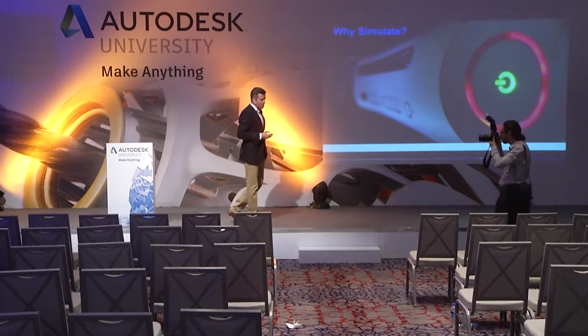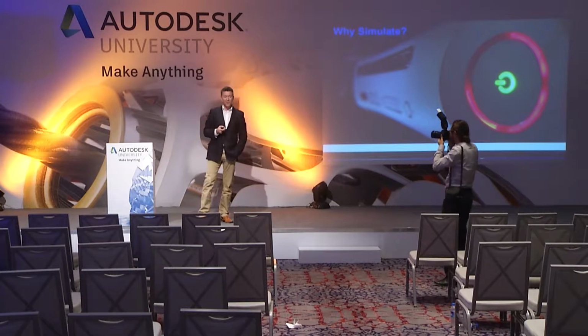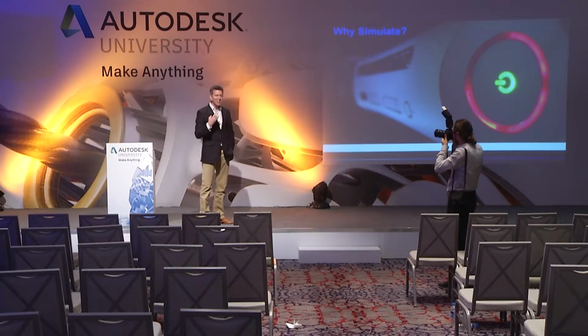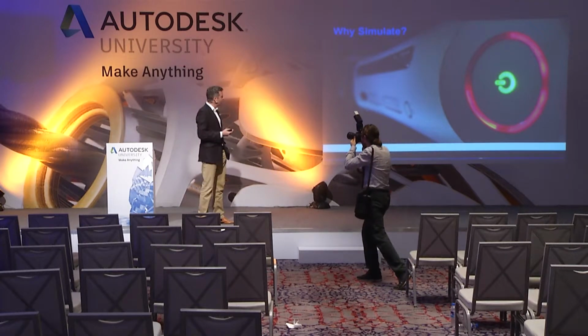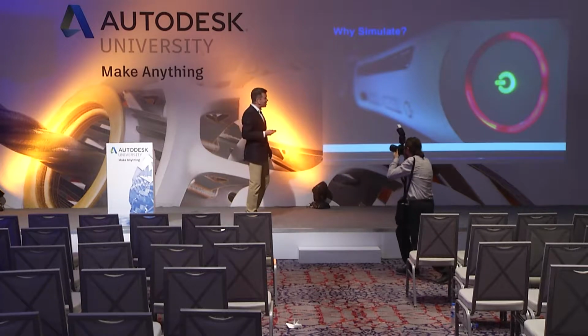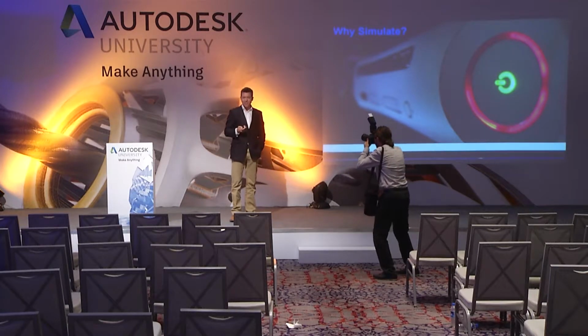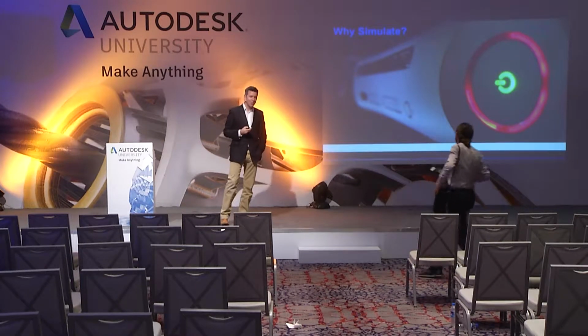So let me give you an example of a real-world situation where a well-known company failed because they hadn't looked at using simulation early in the design process. So what we're seeing here is an example of a gaming system from Microsoft. We're probably all familiar with the Xbox. Globally, I think around 60 million products have been sold worldwide.